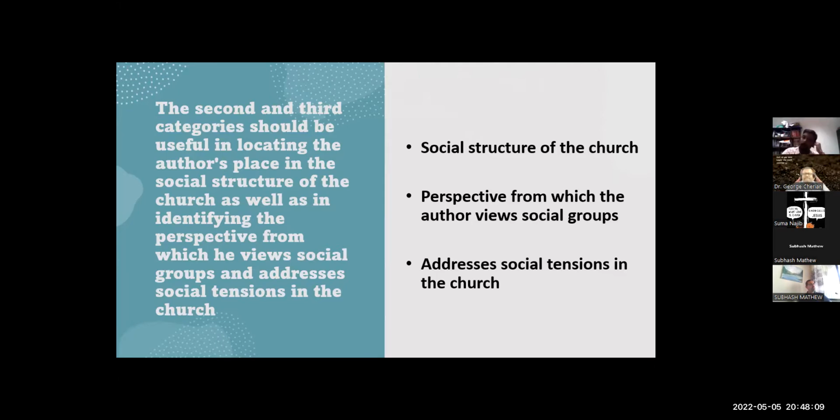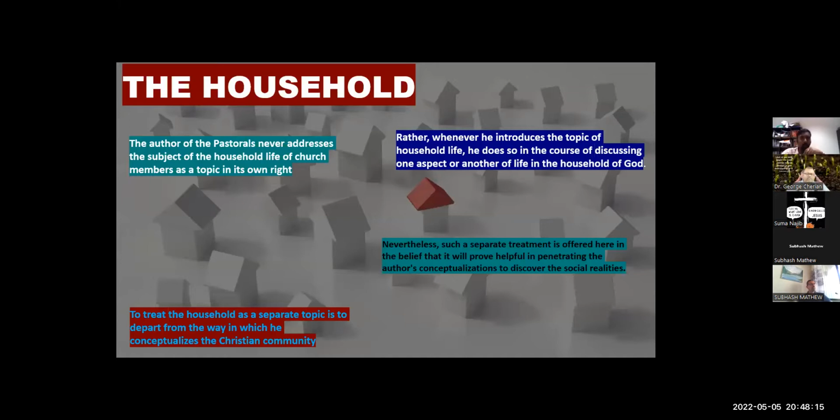So that needs to be addressed. That's why the term household comes into the picture. The author of the Pastorals never addresses the subject of the household life of church members as a topic in its own right. Rather, whenever he introduces the topic of household life, he does so in the course of discussing one aspect or another of life in the household of God. He's more towards how to conduct things in the household of God, which is the church.